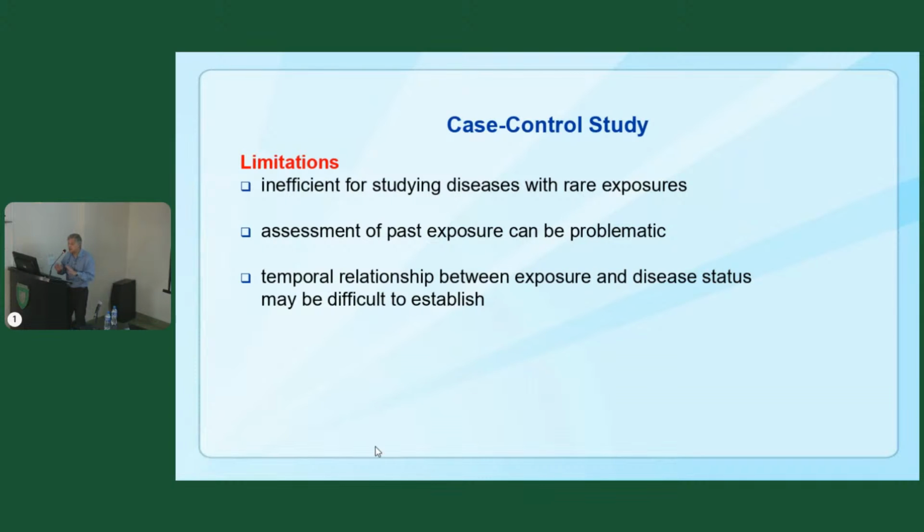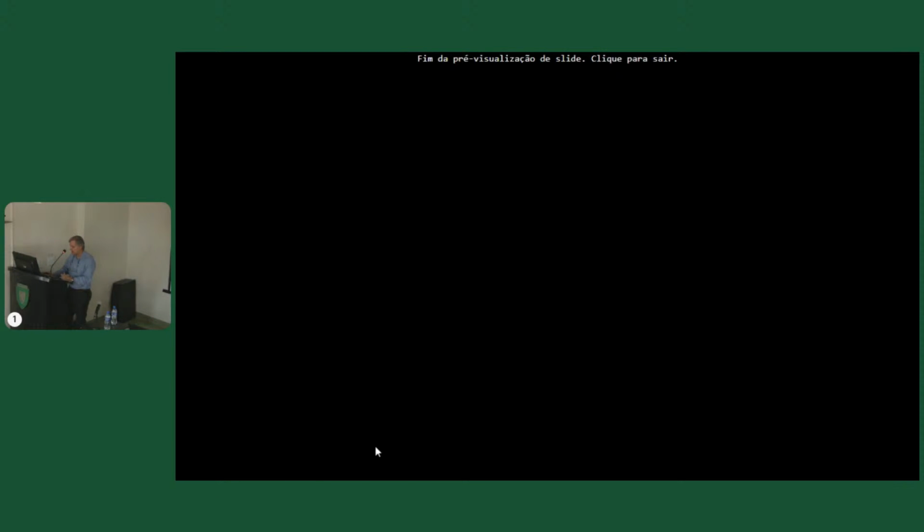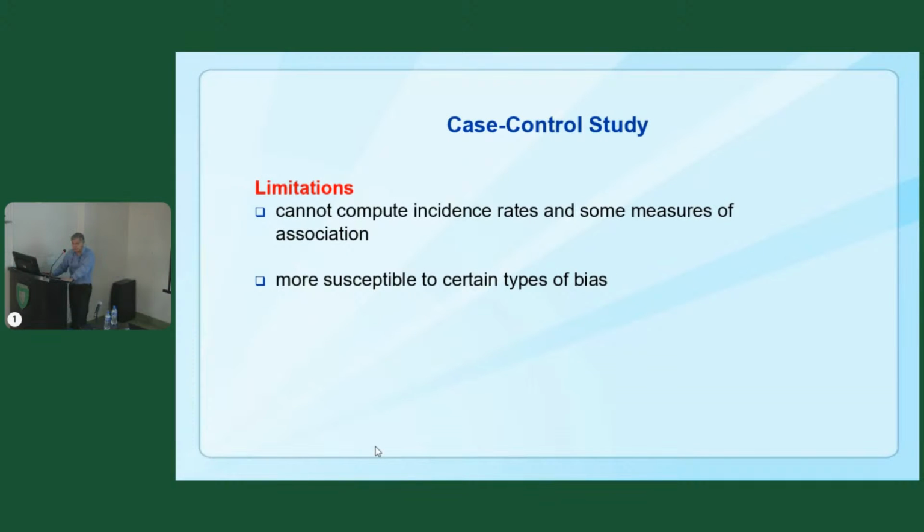Sometimes, depending on how I define my case, I have a problem with temporal relationship, meaning establishing that the exposure of that individual to the risk factor preceded the development of the outcome of interest in the study. If that's the case, I'm doomed. I cannot have a good study, but it's tough in a case control sometimes to do that. So it's most susceptible to certain types of bias, especially selection bias and confounding.